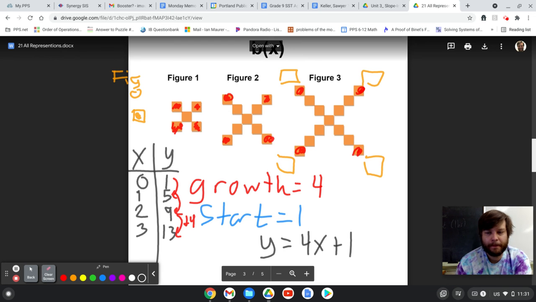You can also go the other way, where if I said, what figure is going to have 101 boxes, then we can solve for x and go 101 minus 1 is 100, divided by 4 is 25. So I know figure 25 would have 101 boxes. In the next video, I'll do the same problem, but I'll do it in a slightly different way.